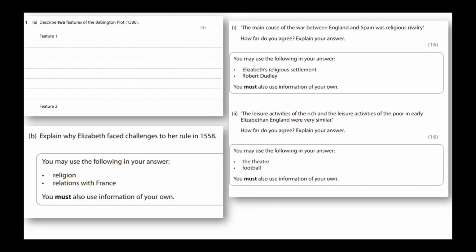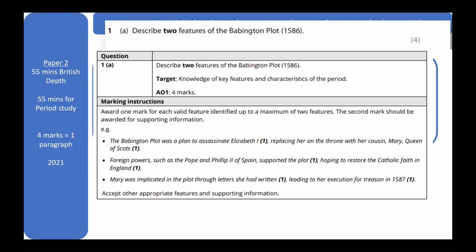So here are your questions. Describe two features of the Babington plot, 4 marks, and then it splits it into feature 1 and feature 2. Really simple. Explain why Elizabeth faced challenges in her rule in 1588. And then there's two questions for you there that are worth 16 marks each, so the chunky big questions. The main cause of war between England and Spain was religious rivalry. How far do you agree? And the leisure activities of the rich and the leisure activities of the poor in early Elizabethan England were very similar.